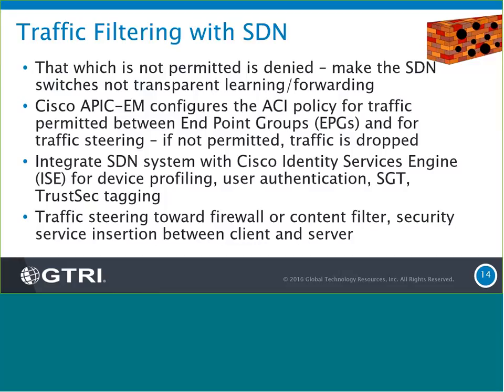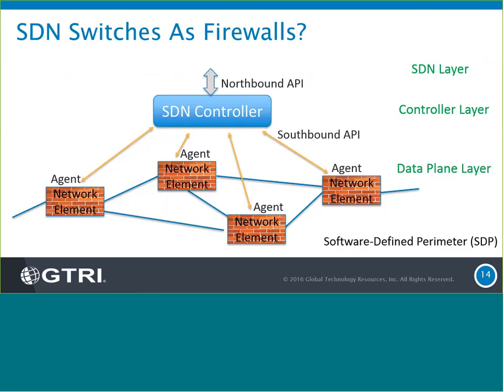We could do traffic steering, or steer traffic to a firewall to then force traffic to go through the firewall before it leaves the network. So essentially, we're making each of these network elements act like a firewall. So now every port can have that ability to have a rich security policy on it, and we can consolidate that policy in the controller and push that out.